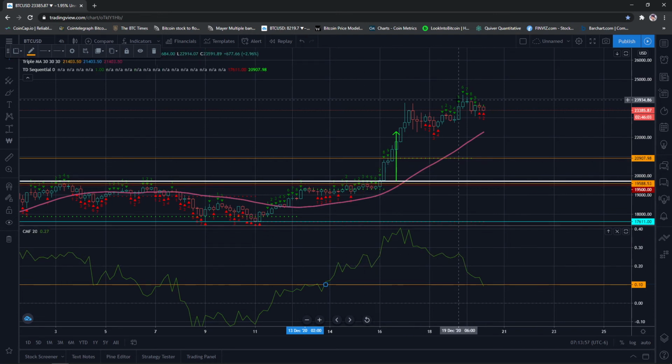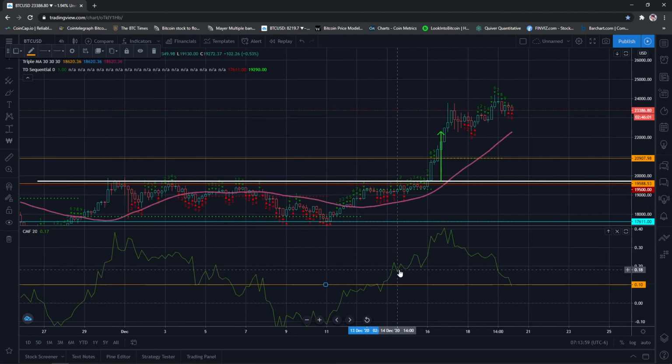And then we had the breakout. So this could have told you probably around here, once we consolidated for a couple of hours. Well, this is more than a couple of hours, almost a full 2 days. You could have entered just based off of price consolidation and CMF going up. And then it broke out.